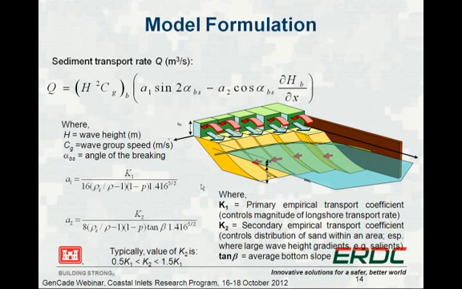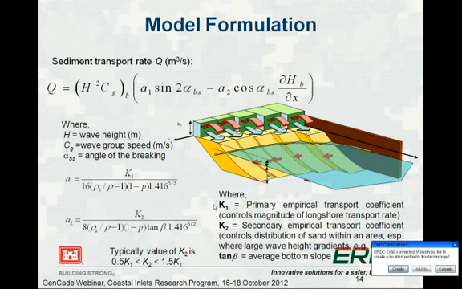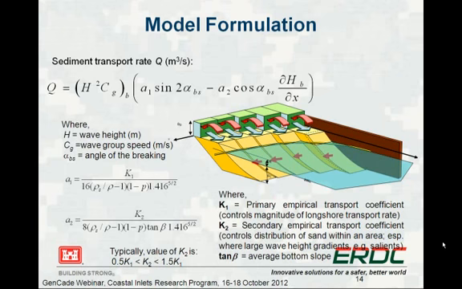Some of the other things that you can see here is A1 and A2 include K1 and K2. These are sand transport calibration coefficients, and these are used as input in the model control of GenCade. So here you can see K1 is the primary empirical transport coefficient. This affects the entire model domain, and it controls the magnitude of the longshore transport rate. On the other hand, we have K2. This is our secondary empirical transport coefficient. This only affects the evolution in areas influenced by wave diffraction near structures. So this is more localized.